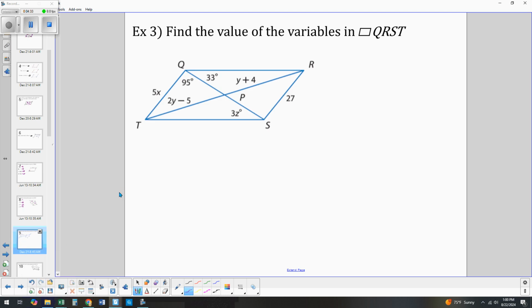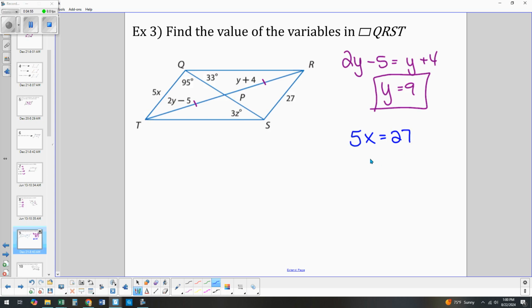Another example, now we're going to focus on angles. So I have y's that I could solve for. I know they're part of the diagonal, so they're equal. So 2y minus 5 equals y plus 4. So y equals 9. I have an x here. It's opposite this side, so those would be equal. So 5x would equal 27. x would equal 5.4, I want to say. Let's double check. That is correct.